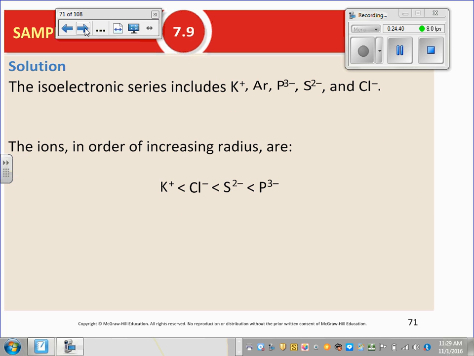So that's fairly straightforward, he says. All you have to do is put the number of electrons and number of protons to see where the biggest attractions are. Biggest attractions, the smaller the radius.